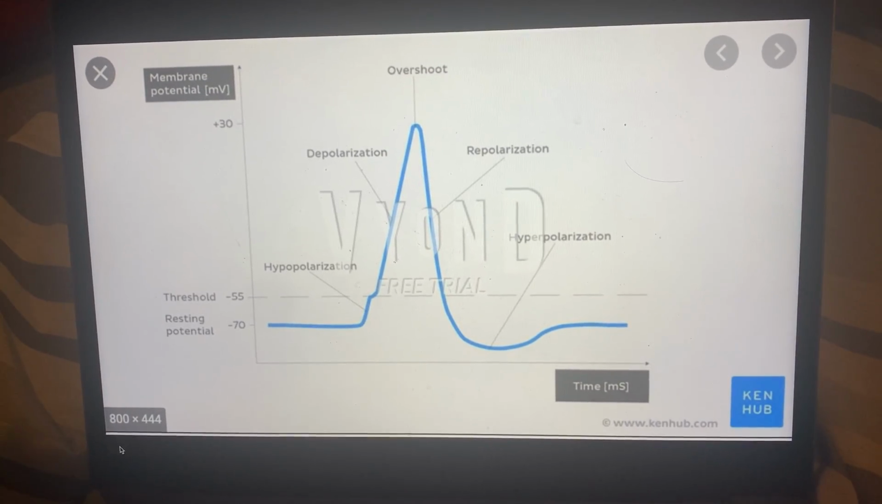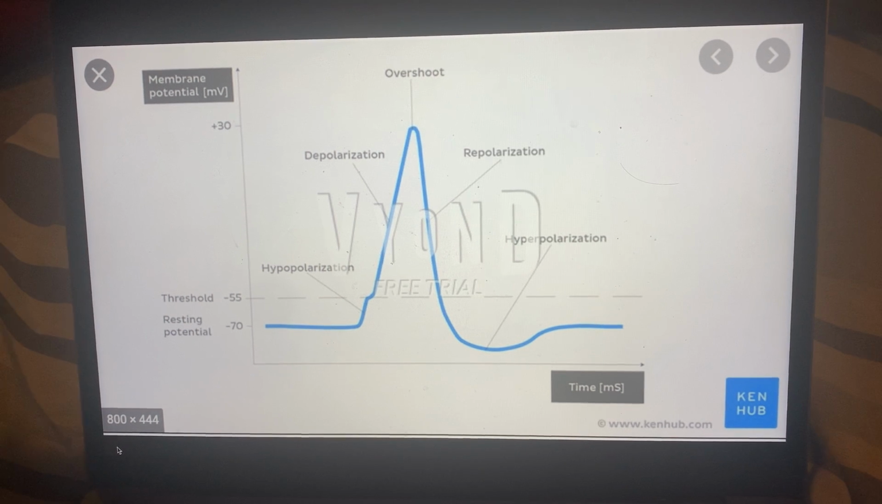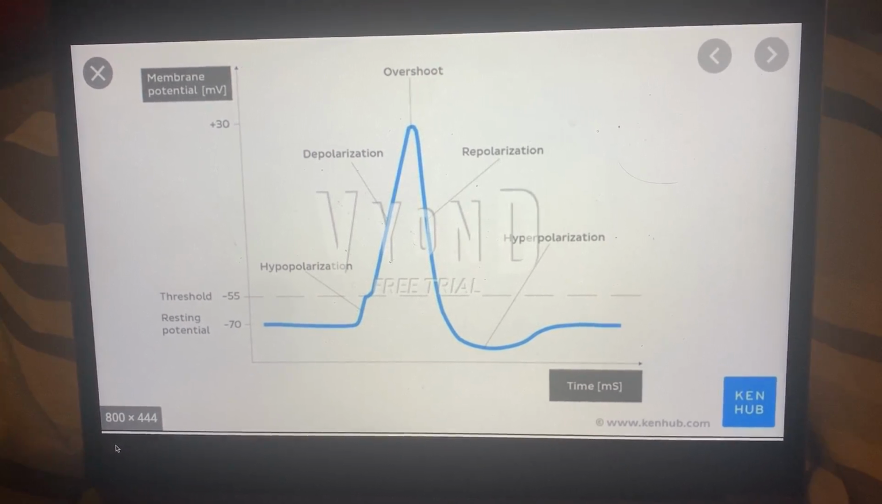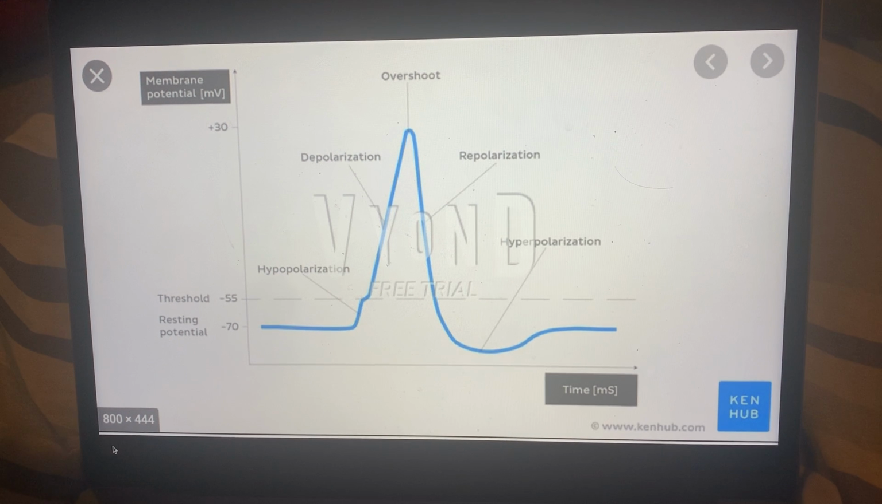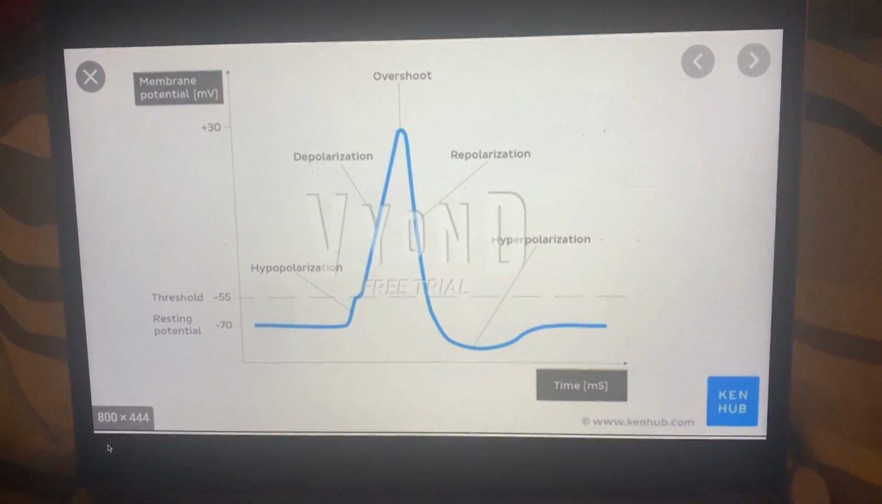So we have the resting potential. Now we first see that the resting potential is around negative 80, negative 90 or whatever it is. It's very close to the equilibrium potential of potassium, which is negative.